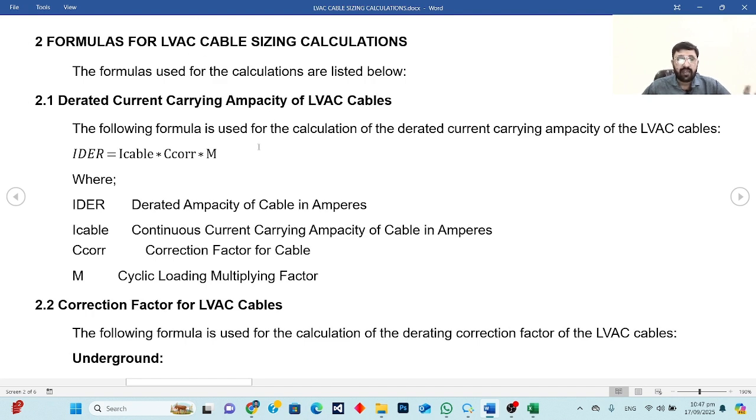So the formula for the derated ampacity, how we will calculate it: we take the main cable ampacity given by the manufacturer or by the IEC standard, and then we multiply it with the correction value of the derating factors on the basis of the environmental factors I have discussed above.